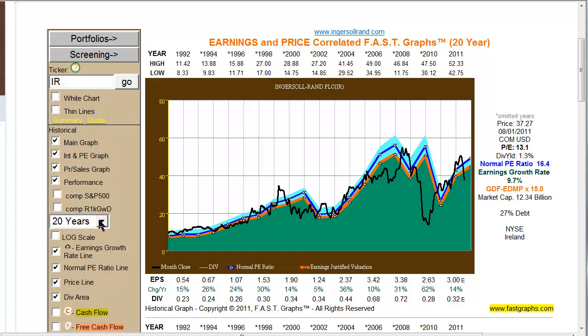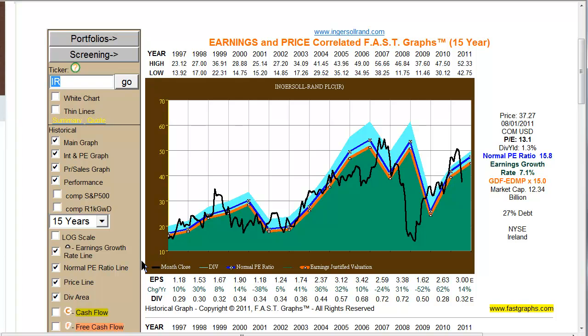We're now going to shorten this to a 15-year graph so that we can see more detail as we review this company. As you can see, earnings growth has been very cyclical, and reacted very strongly to the recession of 2001. We saw a sharp drop in earnings of 38%. This was followed by a strong rise in earnings, and of course you can see stock price responded accordingly.